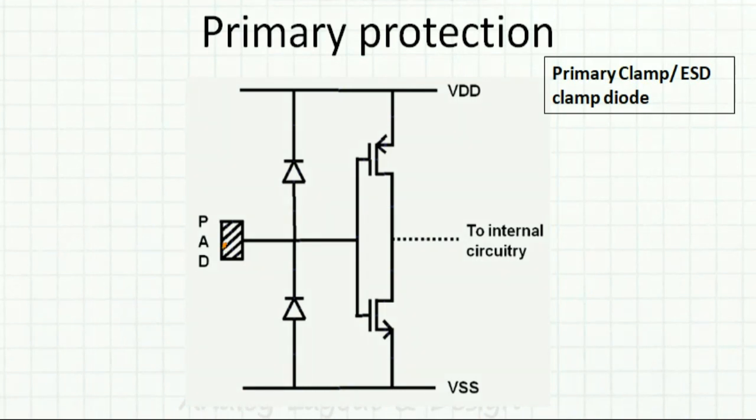The moment this pad voltage goes to minus 0.6, this diode is on, because this is 0 and this is minus 0.6. So Vp minus Vn is 0.6. This voltage will be clamped to minus 0.6 volt, and that's how this will be protected.